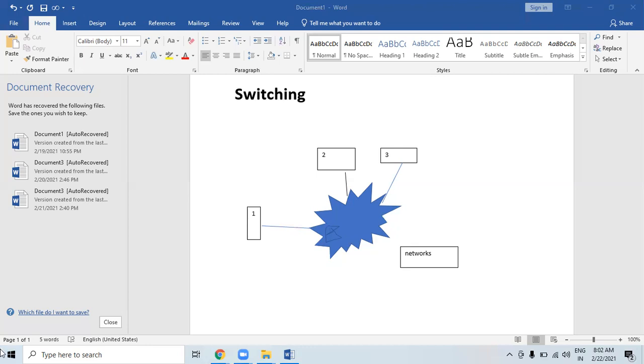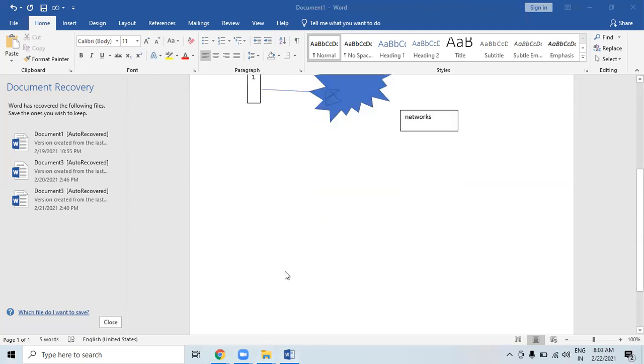So the switching methods are circuit switching, then packet switching, then message switching.